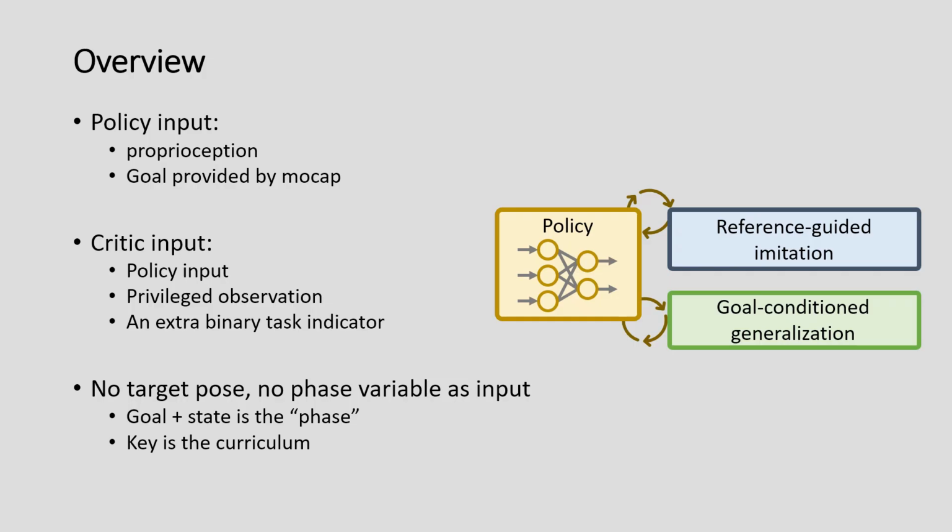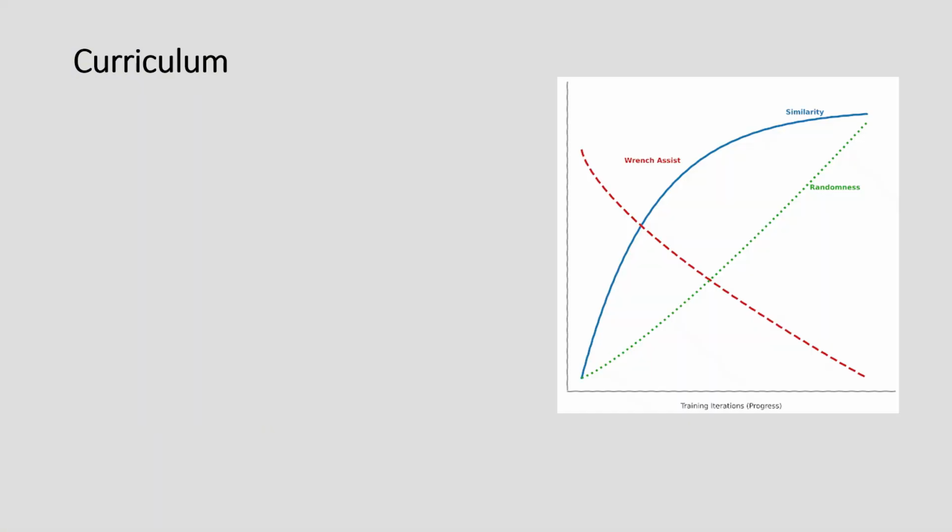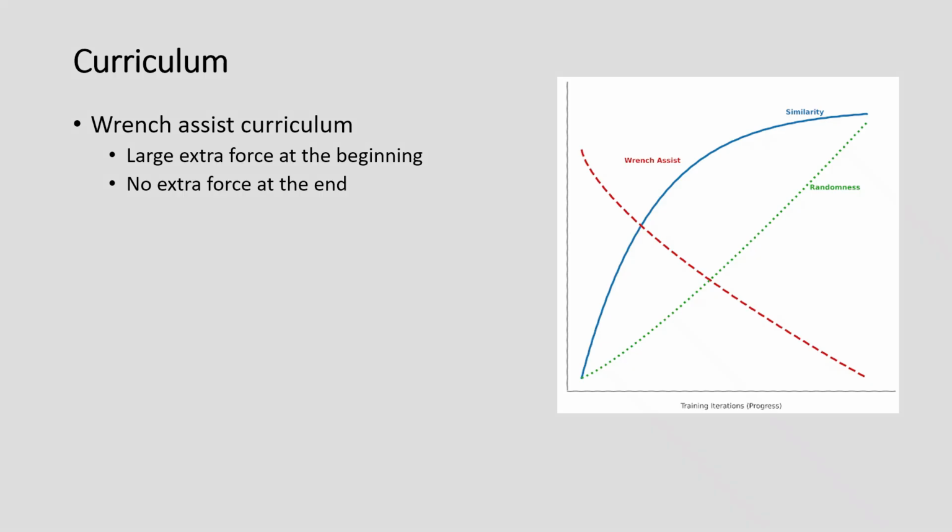To make this possible, a carefully designed curriculum is critical. We use two curriculum strategies and maintain a similarity metric that measures how closely the policy matches the reference motion. First, a wrench assist curriculum. We apply a large external stabilizing force early in training and gradually remove it as the policy becomes more stable.